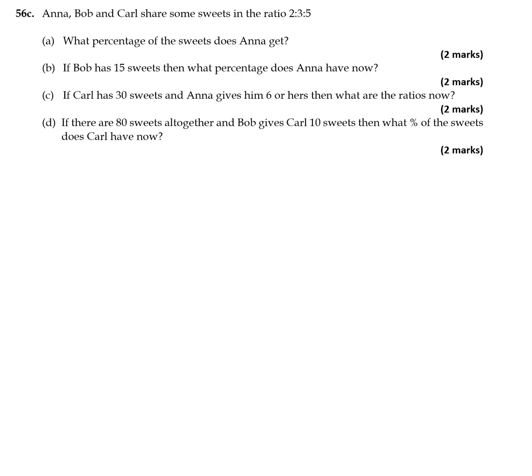Anna, Bob and Carl are sharing some sweets. Because it's a ratio question, I would suggest you always do some sort of table. So Anna has 2 sweets, if Bob has 3 and Carl has 5, and that would be a total of 10. So for every 10 sweets, Anna has 2, Bob has 3 and Carl has 5.